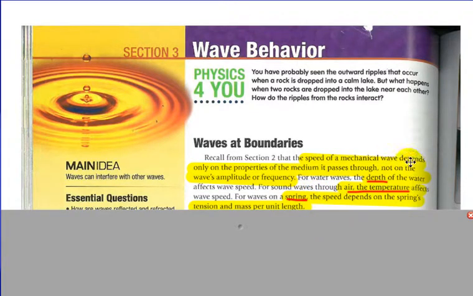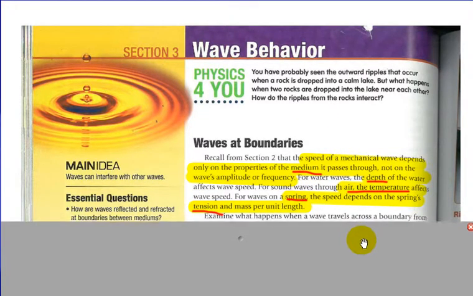So recall from earlier, the speed of a wave depends only on the properties of the medium that it passes through and not the wave's amplitude or frequency. So it depends on characteristics of the medium itself. If we're looking at water waves, we're looking at the depth of water, which affects the wave's speed, whether it's deep or shallow. For sound waves through air, it's the air temperature that affects the speed. If we're looking at springs or ropes, it depends upon the tension or mass per unit length. So those are key points to underline there, folks.